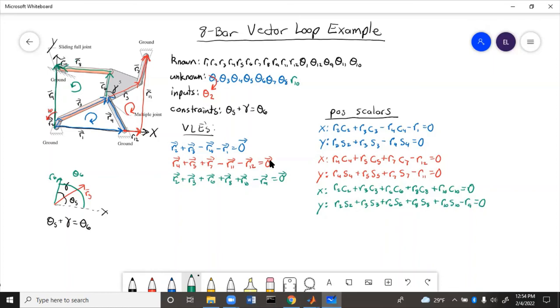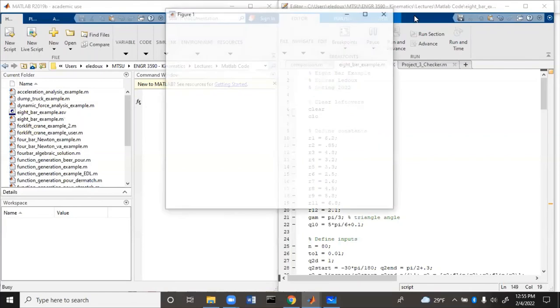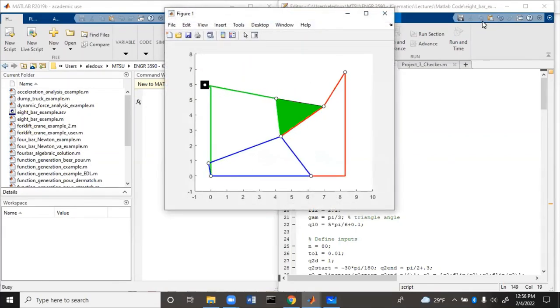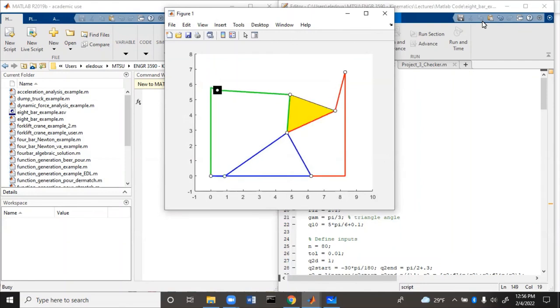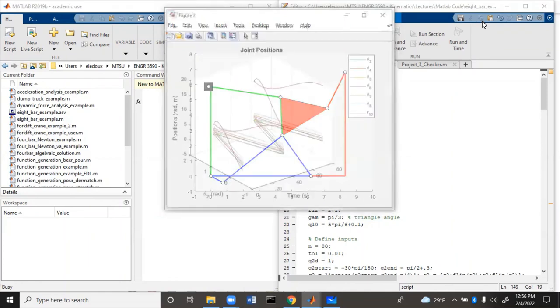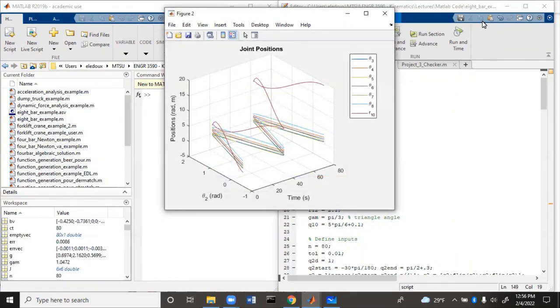So now we've got these position equations. We've got six position equations, two from each loop, and then we have one constraint equation. That makes a total of seven equations, and we can solve for the seven unknowns. If we do that, let's look at a simulation of what that looks like. You can see here, we've got the green loop on the left, the blue on the bottom, the red on the right, and we didn't need a vector on top of that triangle because we were able to calculate every point on the linkage. Now, looking at the joint positions, we can see the cyclic nature of the thetas, and then this R10 is the other crazy looking one.